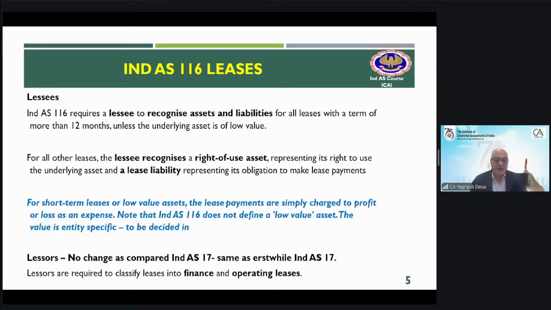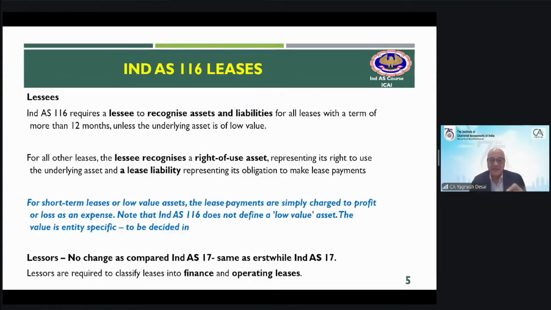Fine. The standard requires the lessee to recognize assets and liabilities for all leases with a term of more than 12 months unless the underlying asset is of low value. The sentence looks like one simple sentence but tells three things at a time. That there has to be a contract, and that for those contracts where the term is more than 12 months, only then should the lessee recognize the assets and liability. That means if the term is 12 months or less, then the lessee is not required to recognize the ROU asset and the lease liabilities.